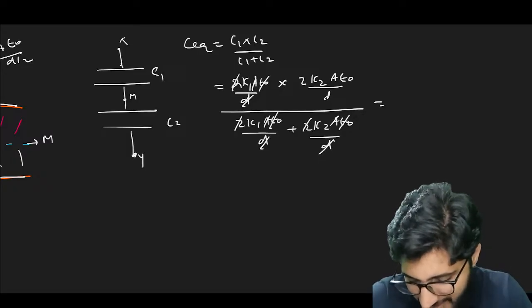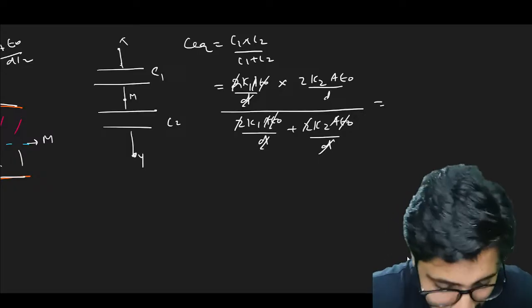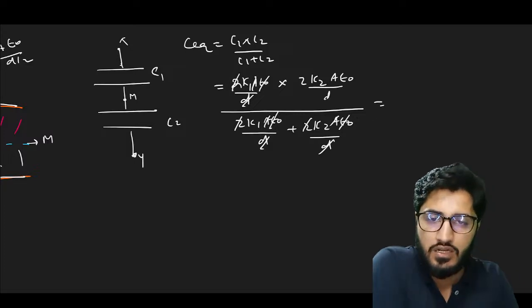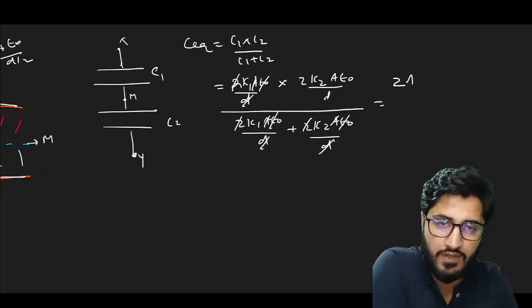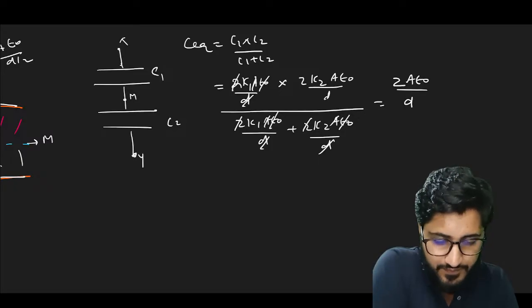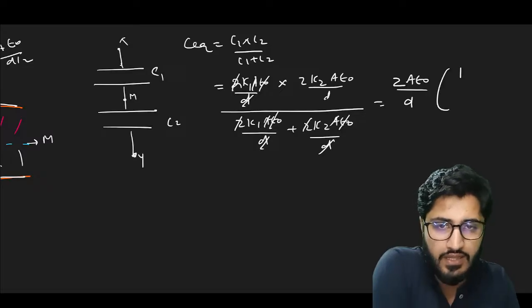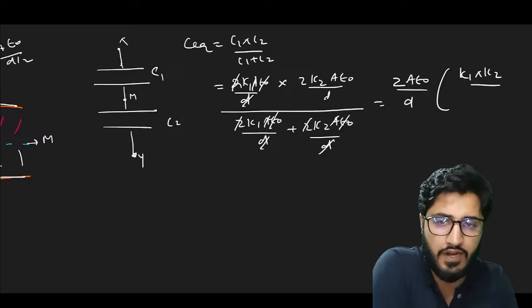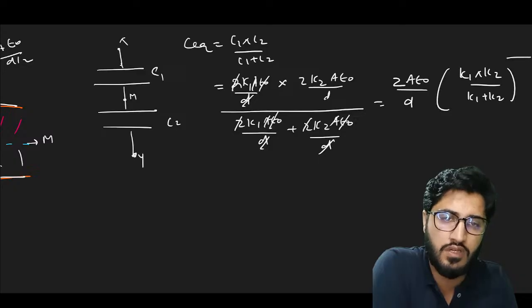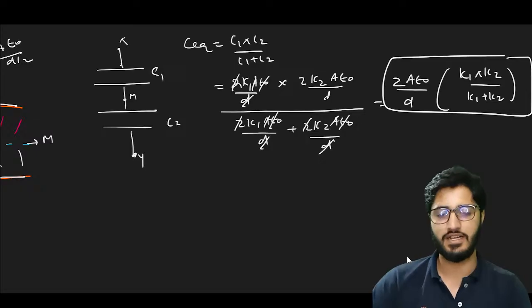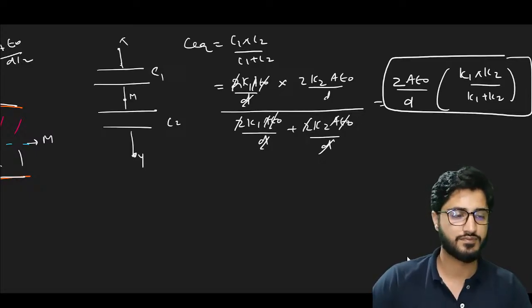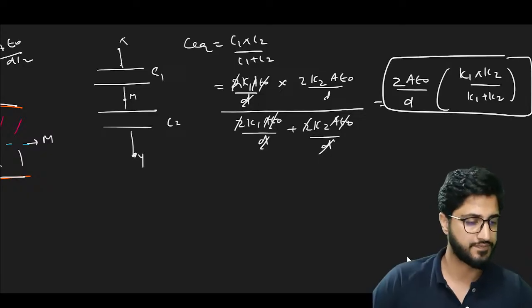Now we have 2, K1, K2 and A also. So I can write 2A epsilon naught by D, times K1 into K2 divided by K1 plus K2. This is my answer. Okay, so you need to solve like this. Done?